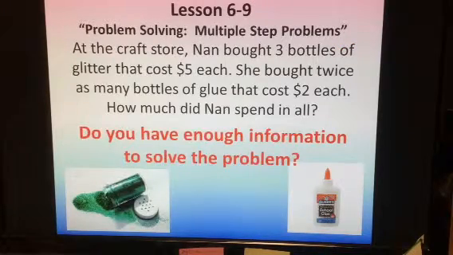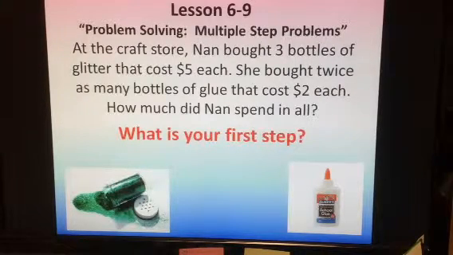Here's the kind of problem we talked about today. At the craft store, Nan bought 3 bottles of glitter that cost $5 each. She bought twice as many bottles of glue that cost $2 each. How much did Nan spend in all? Let's take this step by step. Do you have enough information to solve the problem? Yes, you do. You do have enough information and you can solve.